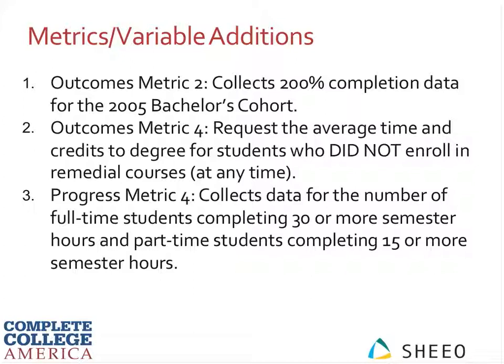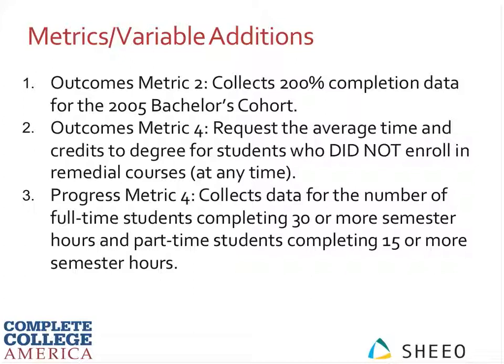The reason for this is that for all of our other metrics, we can calculate a number for the total number of students who did not participate in remedial education using some simple addition and subtraction. However, because for credits and time to degree we ask you to report an average, we can't calculate this number on our side. So we have no way of understanding how remedial students are performing in relationship to all other students. And so that's why we have asked you to report this additional breakout.